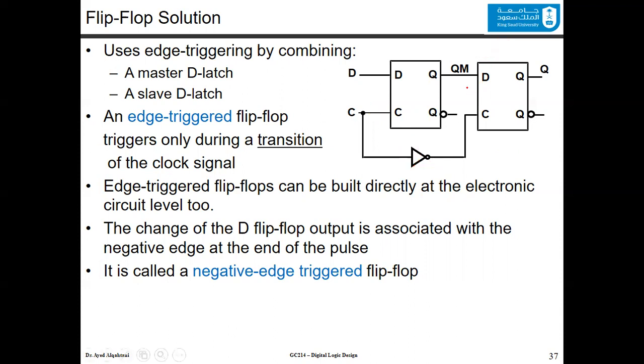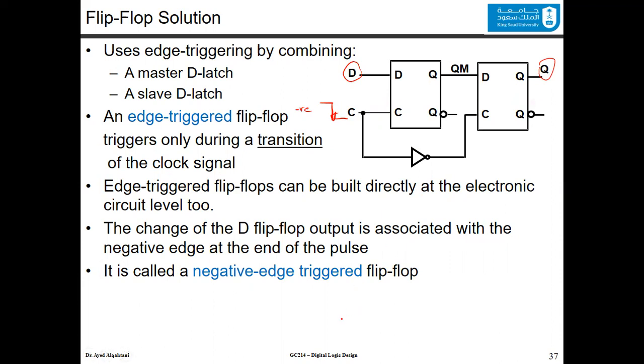So this one that you see in this slide is a negative edge triggered flip-flop, meaning when you have a negative edge in the clock, the value of D will be observed at the Q. We also call it falling edge. This means that the change of the D flip-flop output is associated with the negative edge at the end of the pulse, which is at this specific falling edge.